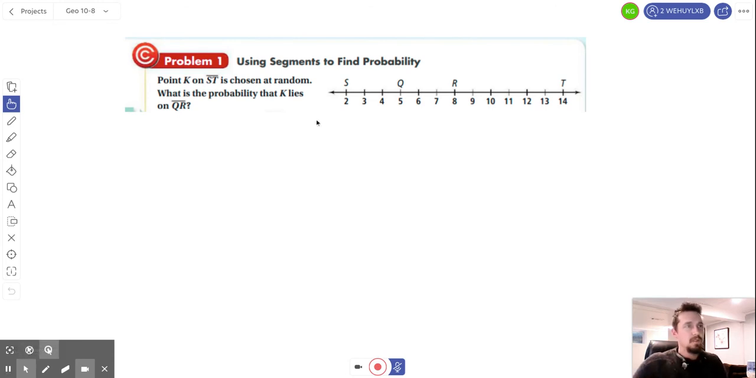Okay, so in this situation, we are using segments to find probability. Point K is on ST, chosen at random. So we don't see it there yet because it hasn't been chosen yet, but it's going to fall in some random spot. What is the probability that K lies between or on segment QR, so between Q and R? They've given us some numbers here to work with. We're trying to figure out the probability that it lands here. So that probability is going to be the length of that segment divided by the length of the entire segment.